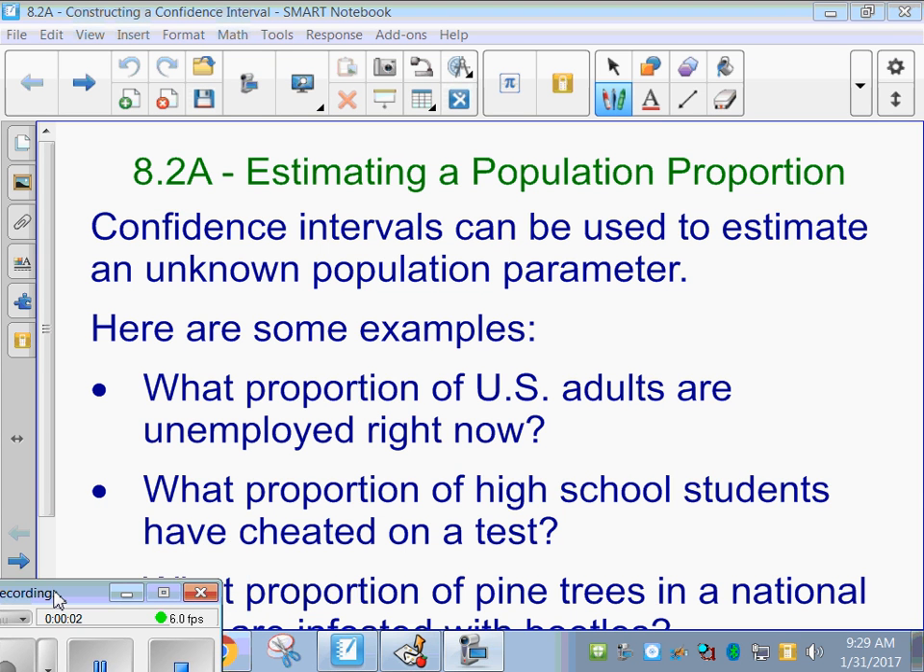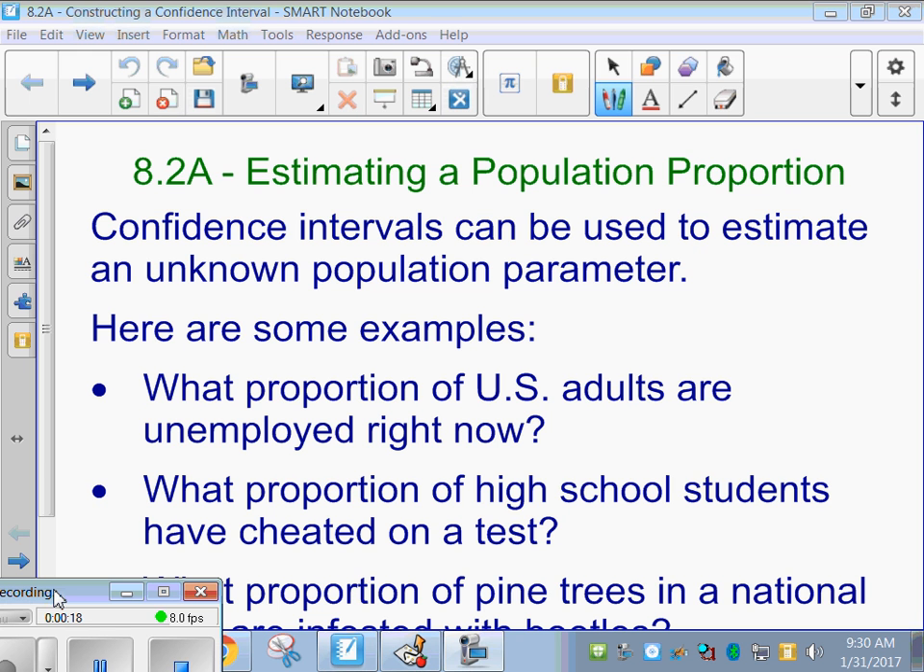So we learned the basics of what a confidence interval is. Now we're actually going to learn how to find it using this lovely formula right here. That'll be your new friend. All right, so why do we do this?